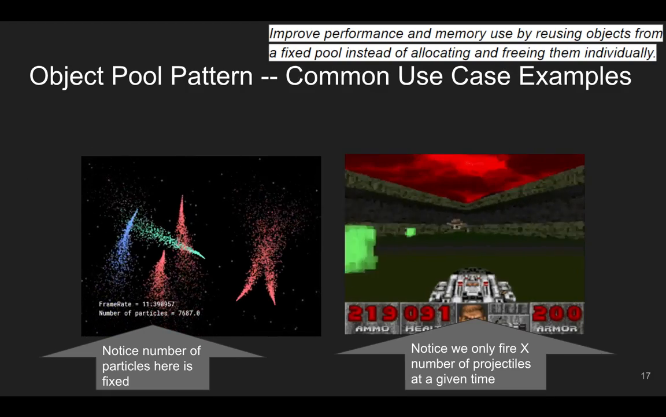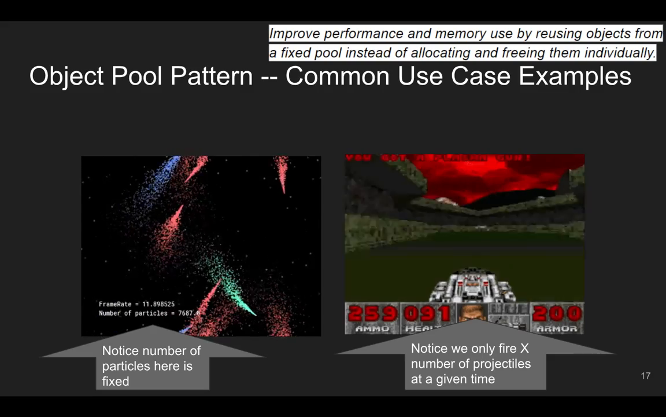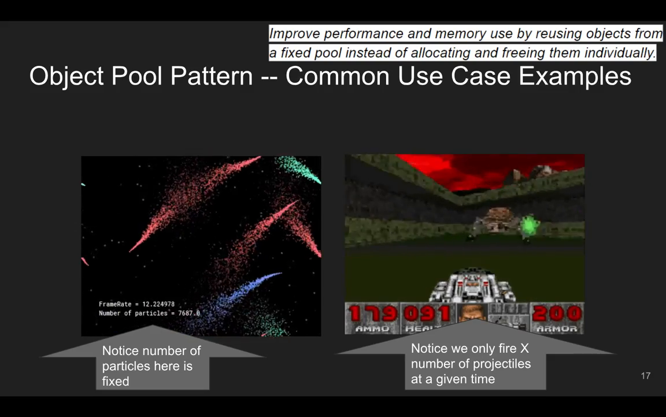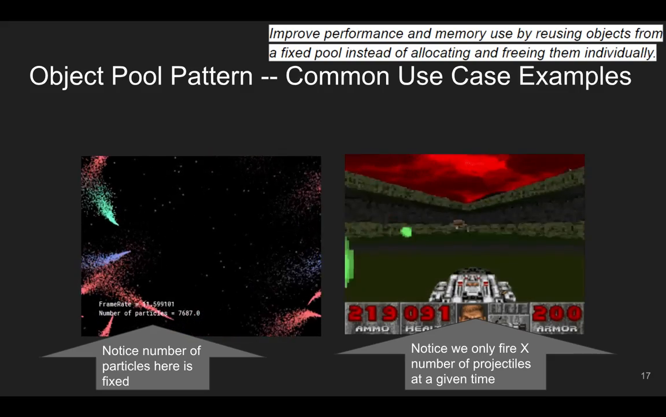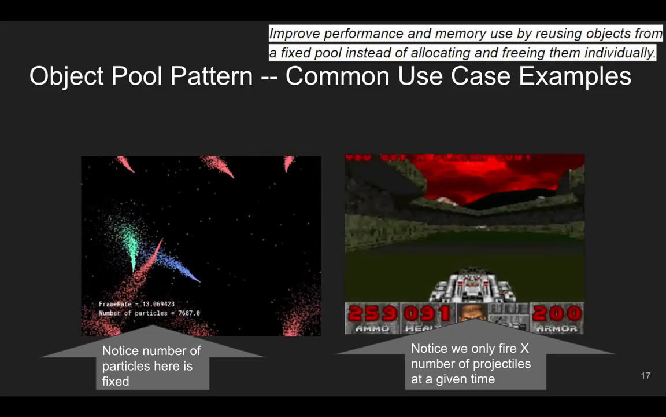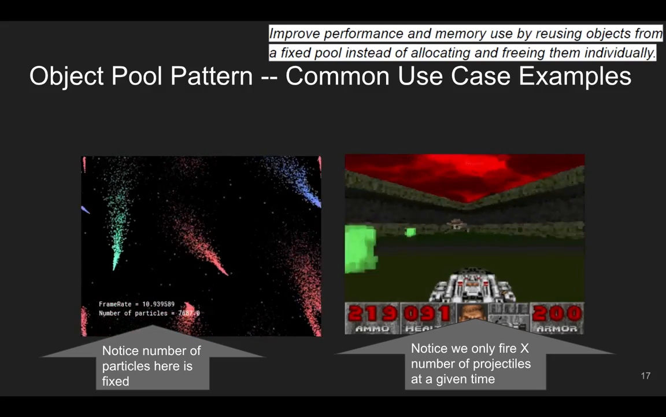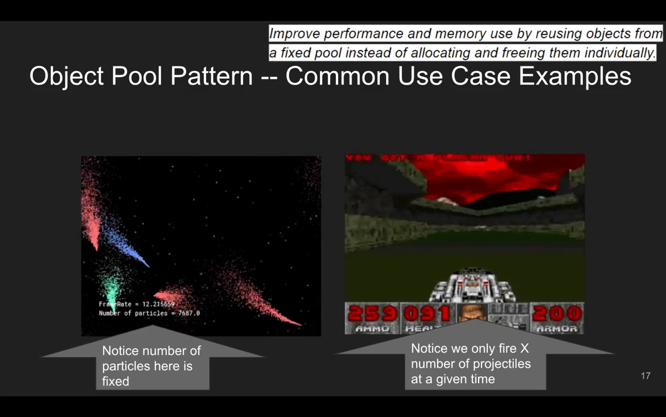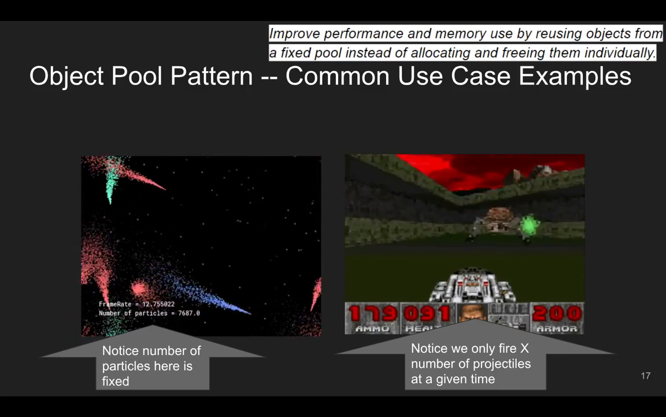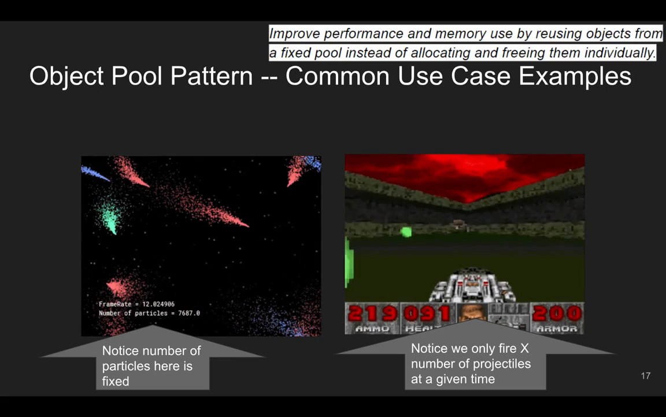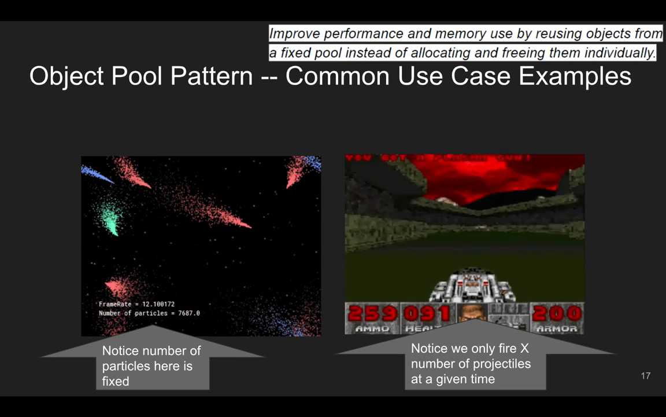Okay, so any of these things, right? On the right, in the game, here are projectiles, so any of these green blasts are probably some object that's being created. But it looks like at most I'm only firing maybe 3 at a given time, right? So I can recycle these objects. Okay, that'll be a thing.